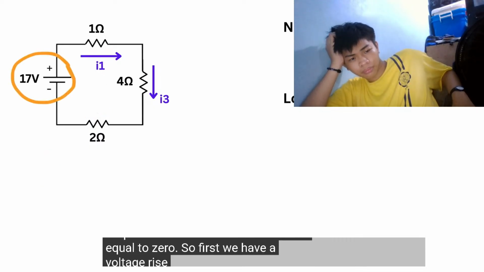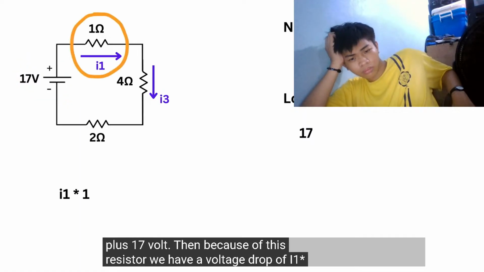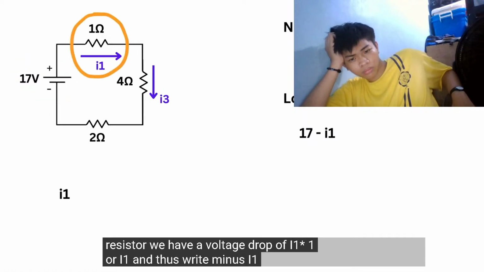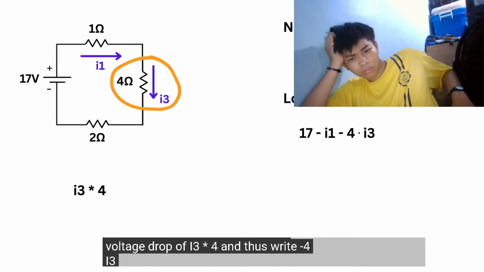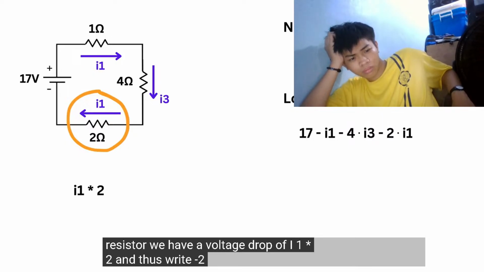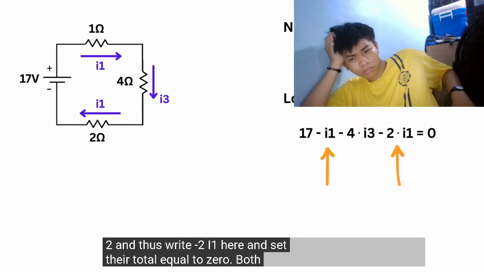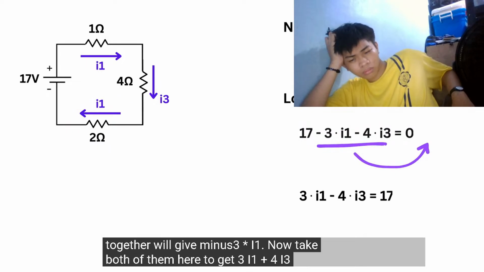So first, we have a voltage rise of 17, and thus we write plus 17 volts. Then because of this resistor, we have a voltage drop of I1 times 1 or I1, and thus write minus I1 here. Then because of this resistor, we have a voltage drop of I3 times 4, and thus write minus 4I3 here. Then finally, because of this resistor, we have a voltage drop of I1 times 2, and thus write minus 2I1 here, and set their total equal to 0. Both of them together will give minus 3 times I1. Now, take both of them here to get 3I1 plus 4I3 equals 17.